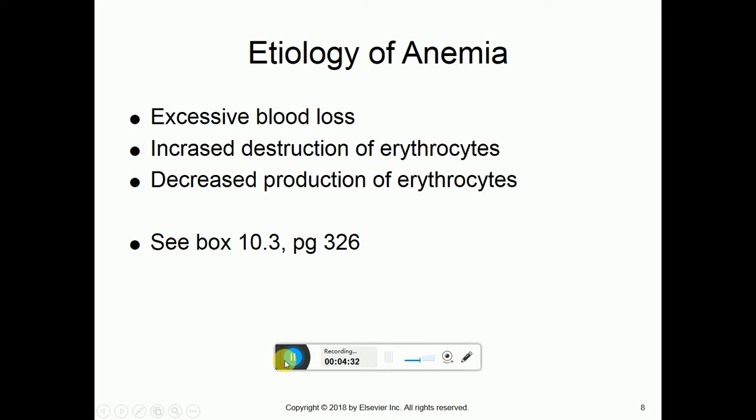If you look on page 326, box 10.3, you have common causes of anemia: excessive blood loss, destruction of erythrocytes, and decreased production of erythrocytes, and some causes for that. You just want to take a look at that and have an idea. We see patients with these multiple diagnoses all the time as therapists.